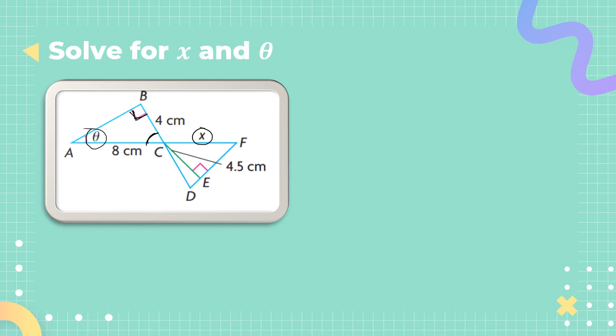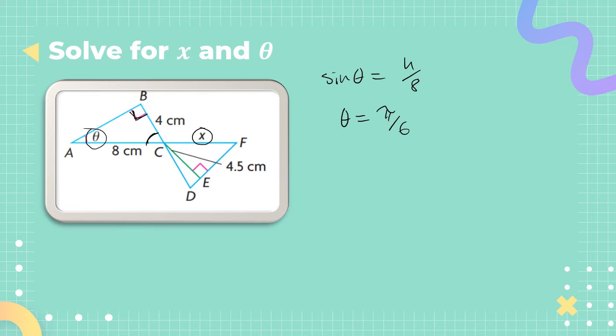So it's opposite over hypotenuse, and that is sine. So basically, sine theta is equal to 4 over 8. Now we can do inverse sine. So theta is going to equal pi over 6. And in degrees that is 30 degrees. And we know this is a 90-degree angle, or pi over 2.